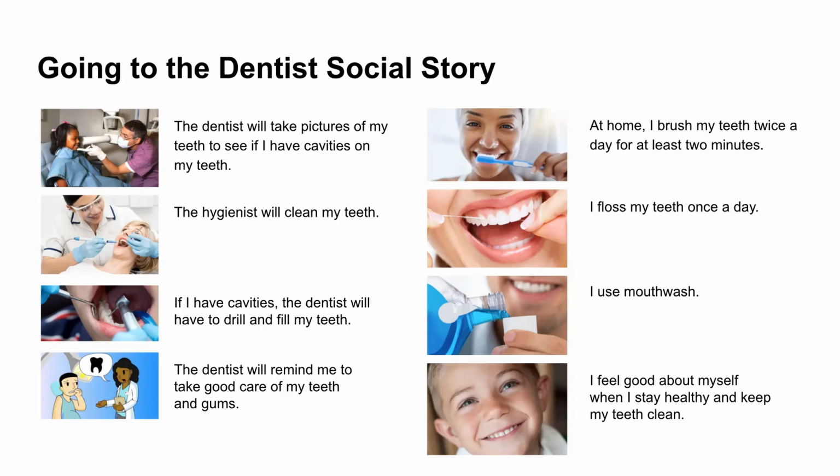But anyway, first step, the dentist will take pictures of my teeth to see if I have any cavities. Step 2, the hygienist will clean my teeth and proceed to the next step: if I have cavities, the dentist will decide to drill and fill my teeth with rubber cement. I don't remember what it is actually, but nonetheless, step 4 is the dentist will remind me to take good care of my teeth as well as my gums. Step 5, at home, I will brush my teeth twice a day for at least 2 minutes.